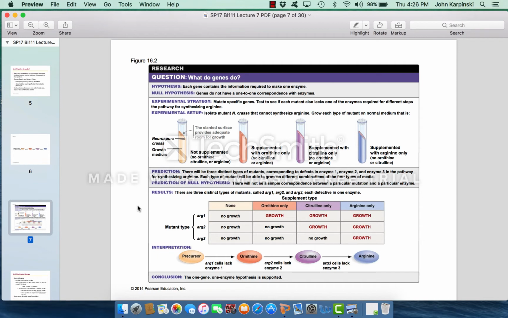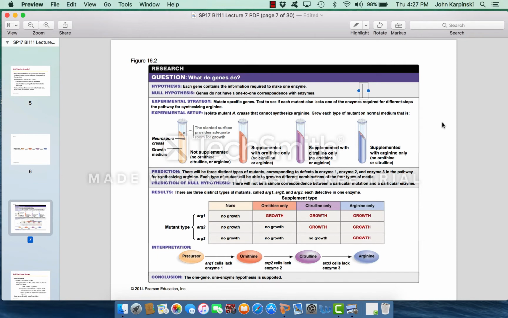Like a lot of the research boxes that you see in your texts, this is something that you're going to have to probably take a closer look at on your own. But I'm going to go over just the main points here so you get a general idea of what they proved. So their hypothesis was that each gene, so each sequence of DNA, contains the information required to make one enzyme, and only one enzyme. So this is known as the one gene, one enzyme hypothesis.